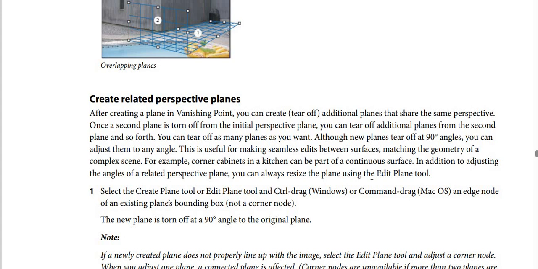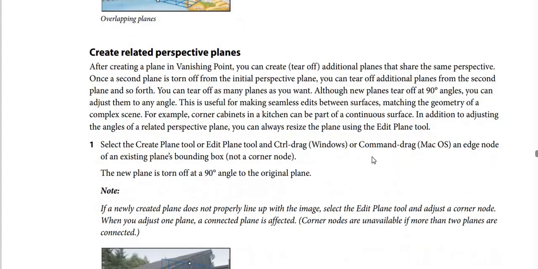This is useful for making seamless edits between surfaces, by the way, and matching the geometry of a complex scene. For example, corner cabinets in a kitchen can be part of a continuous surface, by the way. And in addition to adjusting the angle of a related perspective plan, you can always resize the plan using the edit plan tool. We have steps.